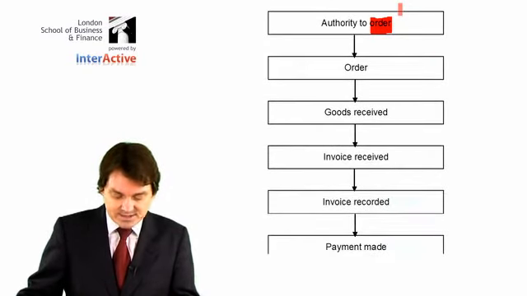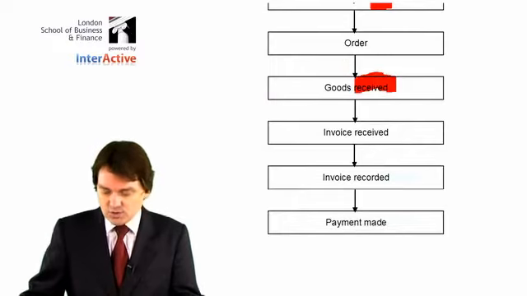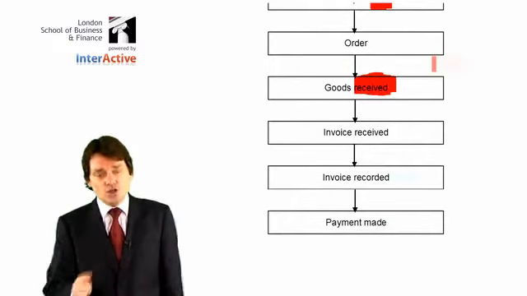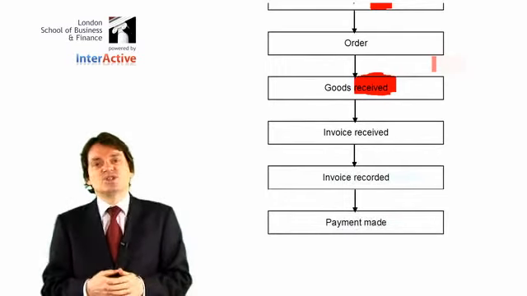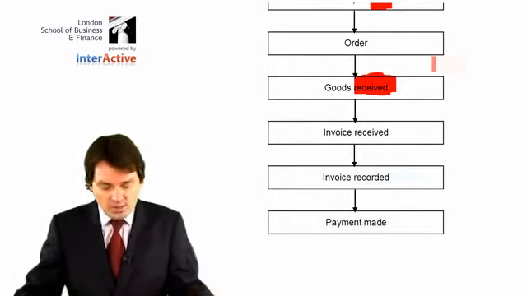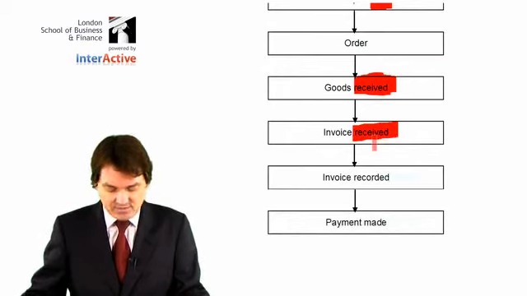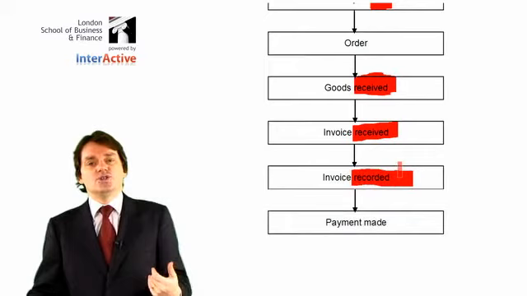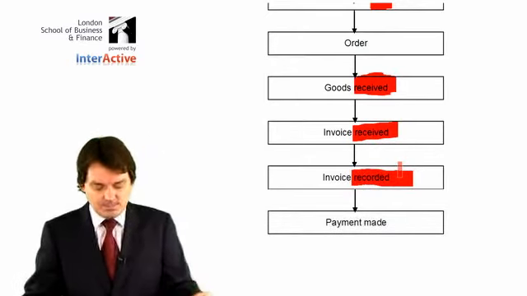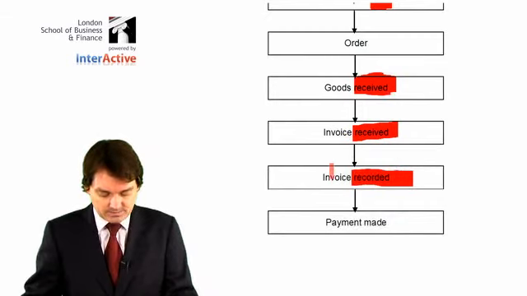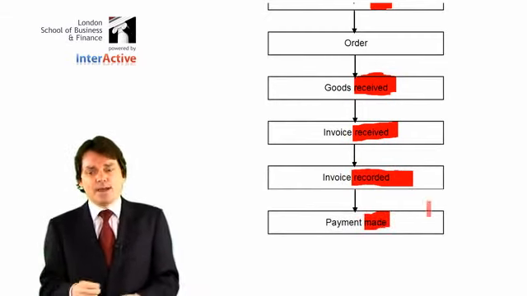We then order them. We then get the goods being delivered to us. So the goods are received. That usually generates a piece of paper. There will be what's called a goods received note. We then receive the invoice, stick it in our accounts. We have got a purchase and we've probably got a payable, and at some point we're going to make the payment. And at that point, obviously, we debit the payable and we credit a bank account.